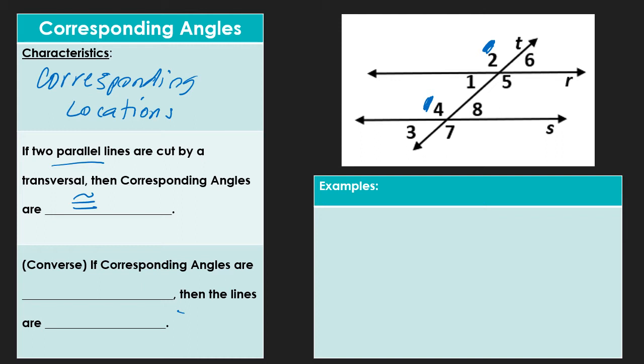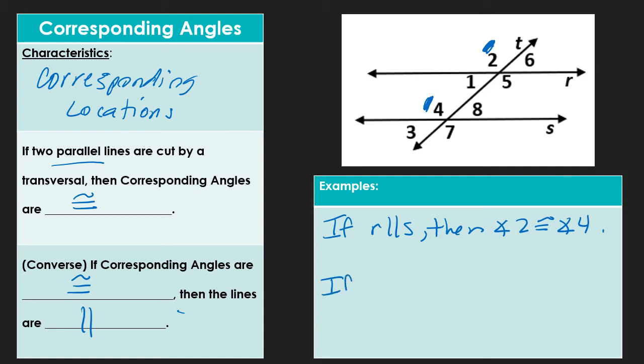So if I write that using examples, if R is parallel to S, then angle 2 is congruent to angle 4. And there are also 3 other pairs of corresponding angles in this picture. You could have used any of those 3 pairs. So now we're going to take the converse. If corresponding angles are congruent, then the lines are going to be parallel. So for the converse, we simply switch the hypothesis and switch the conclusion. So if angle 2 is congruent to angle 4, then R is parallel to S.